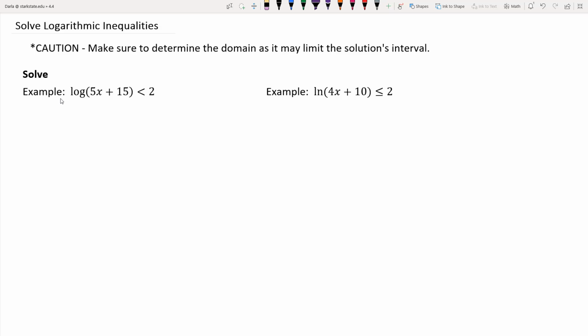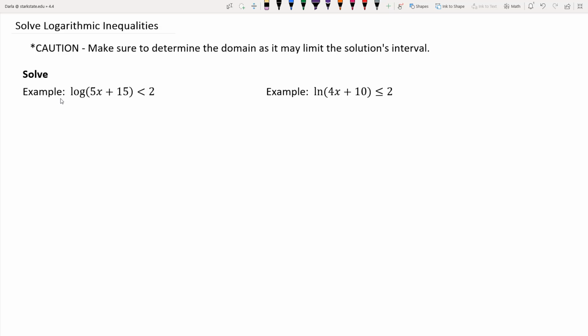The focus of this lesson is on solving logarithmic inequalities. And you just want to, as a cautionary measure, make sure that you determine the domain of your logarithms in your inequality, because that will limit what your actual interval is as far as the solution goes.